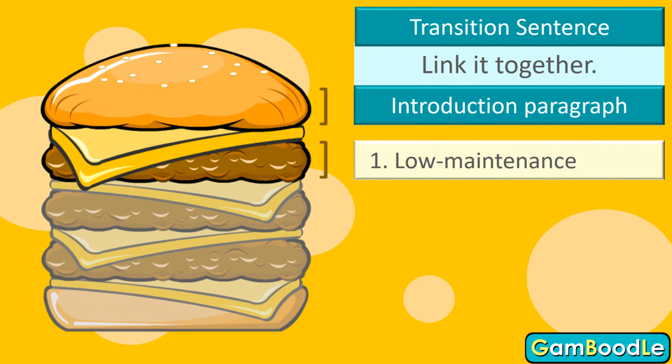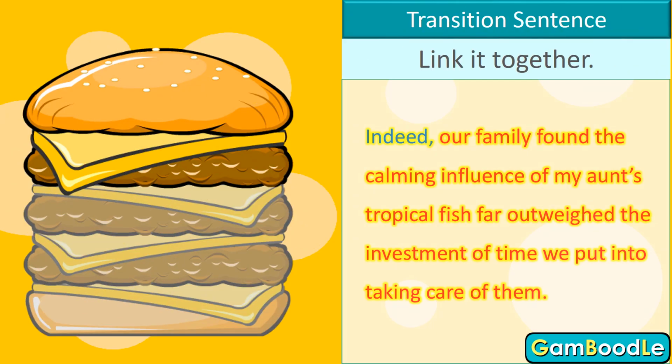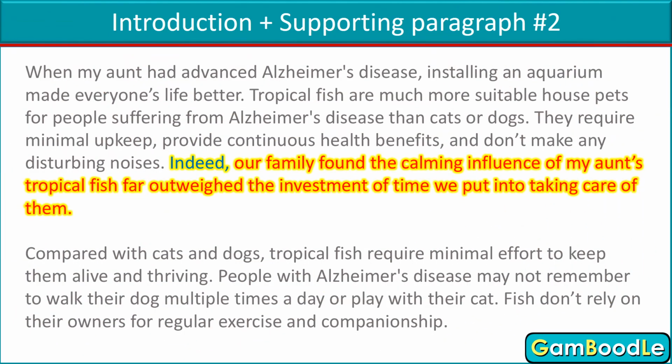Let's include a transition sentence to connect the introduction paragraph to the first supporting point paragraph. For example, indeed, our family found the calming influence of my aunt's tropical fish far outweighed the investment of time we put into taking care of them. Now take a moment to read the completed introduction plus the start of the first supporting paragraph.